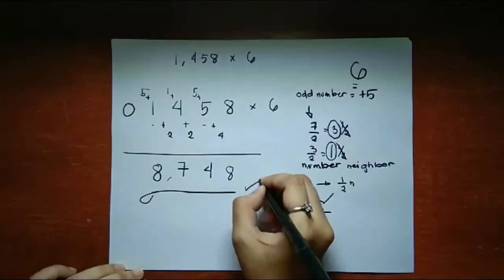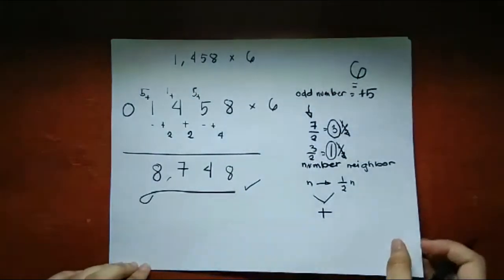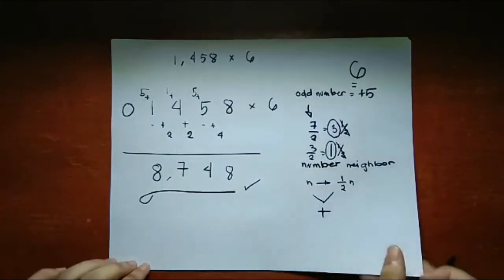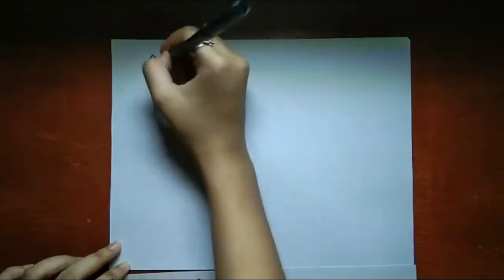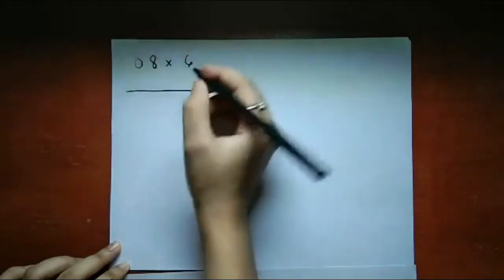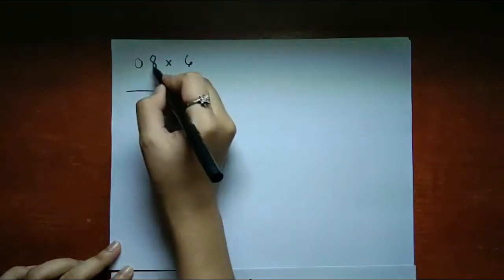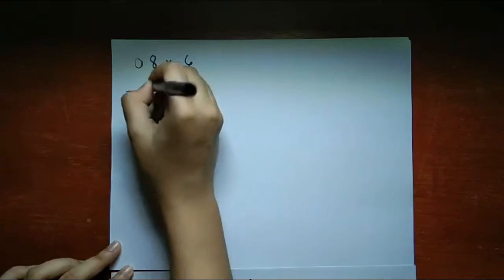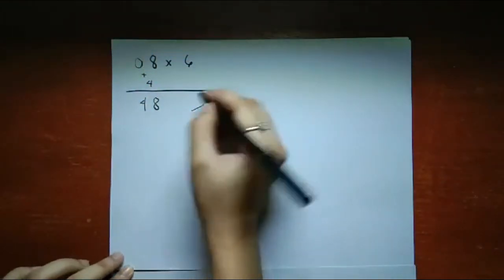This trick is not limited to multiple digit numbers. If you ever forget the multiplication table of 6 with single digits, you can also use this method. For example, 8 times 6. We place 0 beside the 8 and then proceed. Bring down 8. Add 0 to half of its number neighbor, and 8 divided by 2 is 4, and that gives us 48.